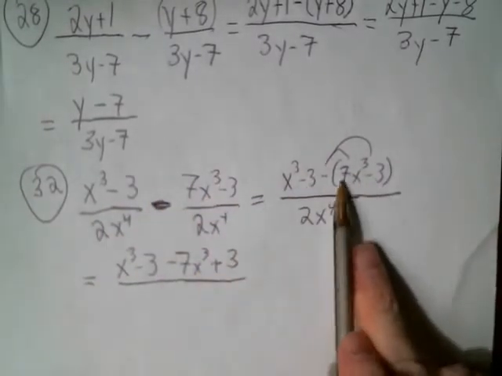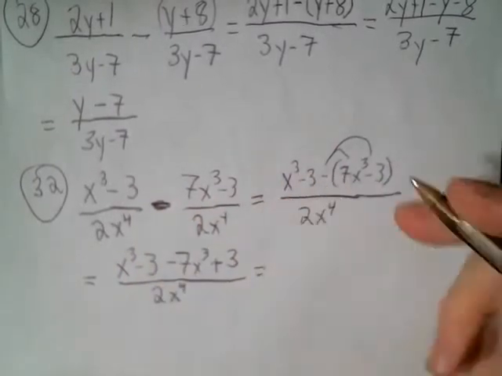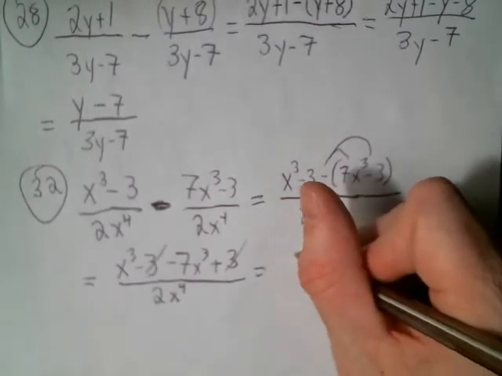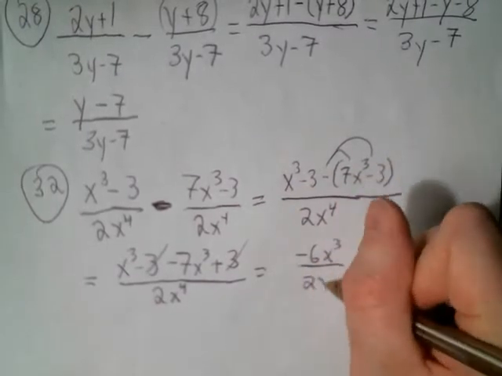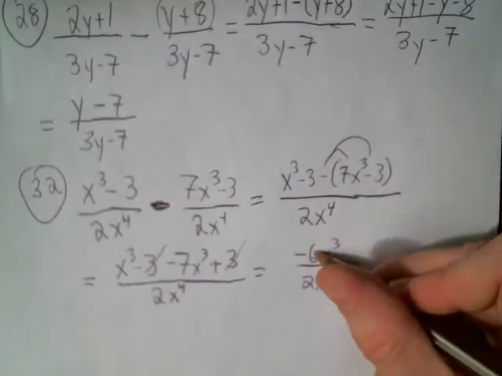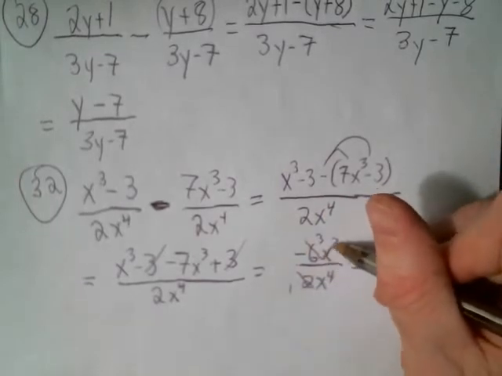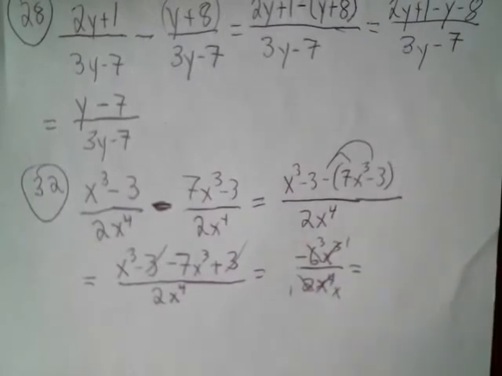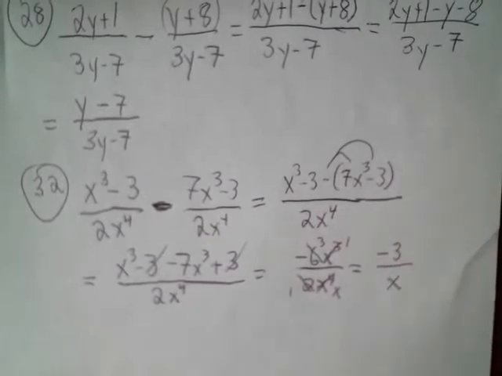So you have to distribute the negative to every term. Okay, so here I go, 3 minus 3 is 0, and then I'm just left with x cubed minus 7x cubed, which is minus 6x cubed, all over 2x to the fourth. If you want to, you can factor that, but 6 over 2 is the same as 3 over 1, and then x cubed all over x to the fourth is just the same as 1 over x. Okay, so in reality, we end up with negative 3 all over x.